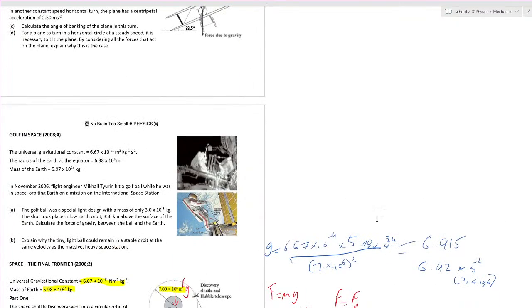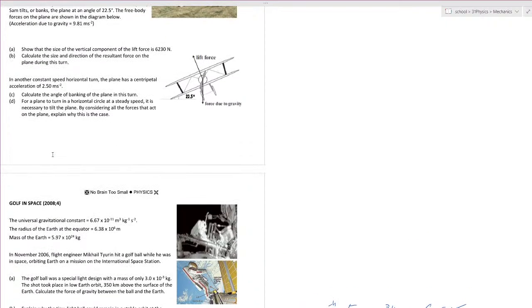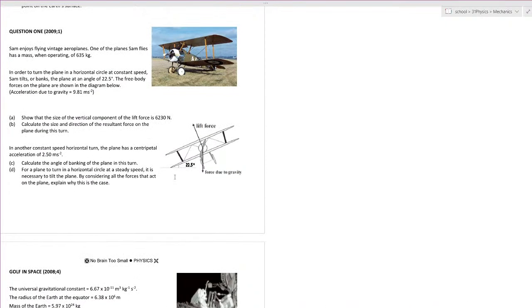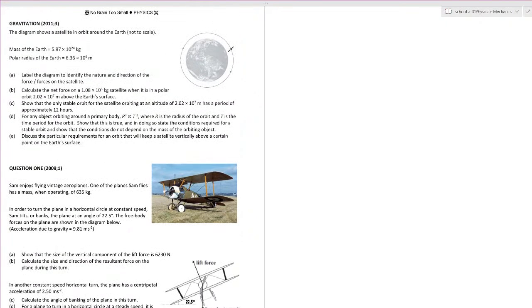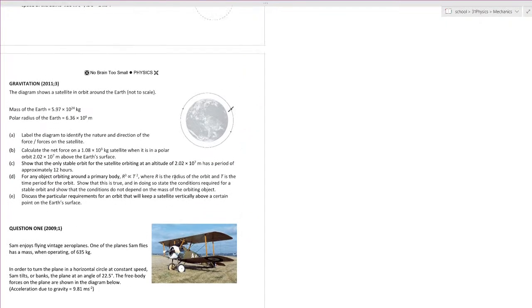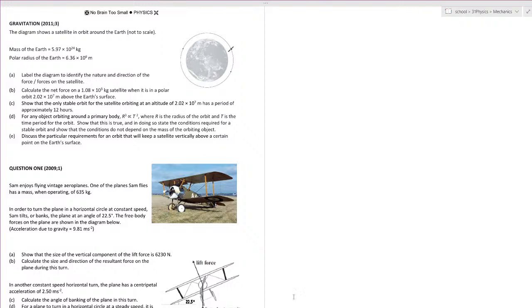Right, we've got a golf ball. Another universal gravitational constant. In fact, I'm just going to skip that one because that's very similar to the last one. I'll do this plane one because we've only done one of these so far, and this is another type. There is a third type. I'm not sure if I'm going to have time to do it, but anyway.